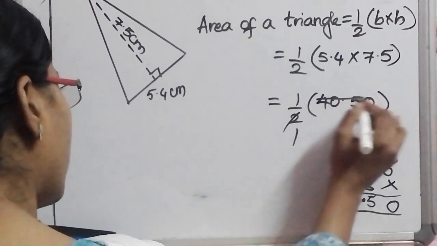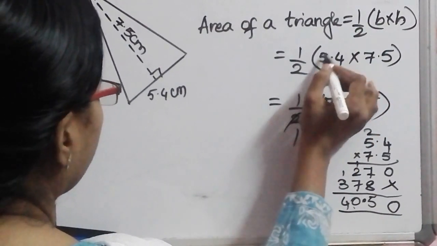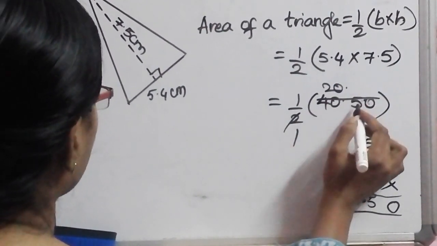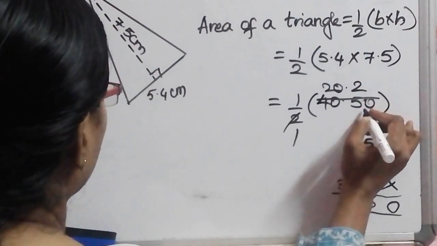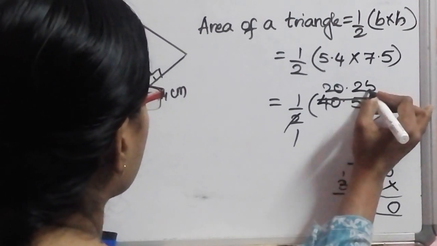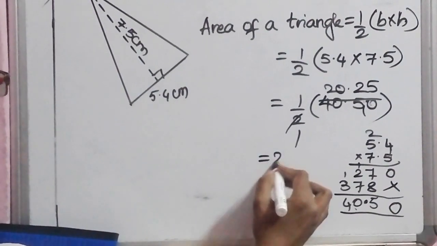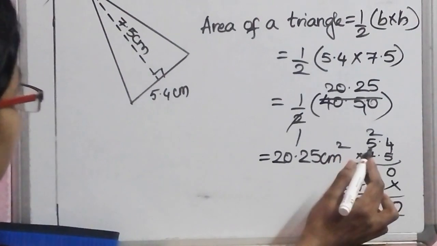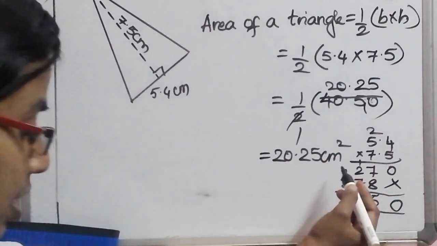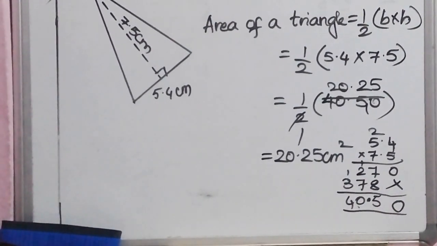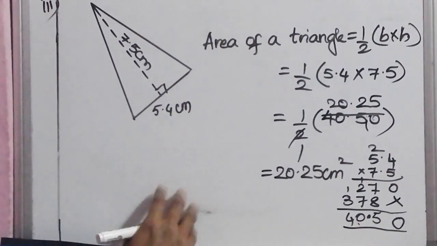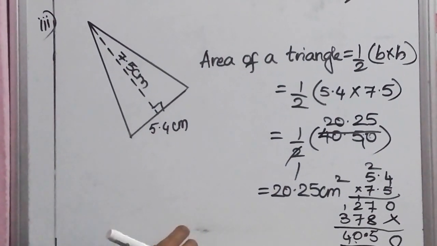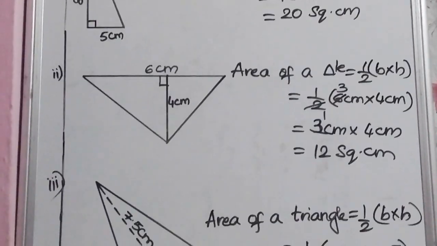2 ones are, or you can even cancel here. 2 2s are 4. 2 zeros are, 2 2s are 4. 1 carry. So it is 20.25 square centimeters. Understood this? So in this you have fourth bit, that is for homework. You need to do it as homework. Understood? Copy this in your classwork books, children.